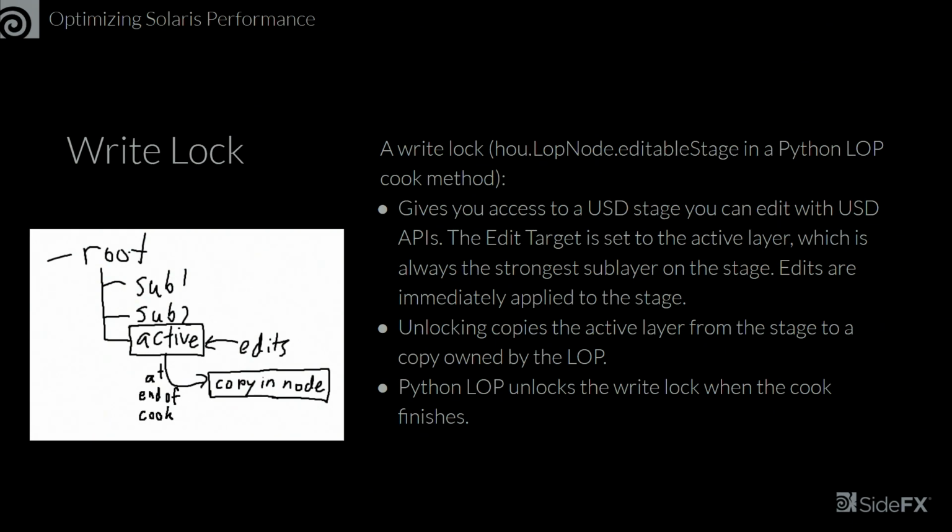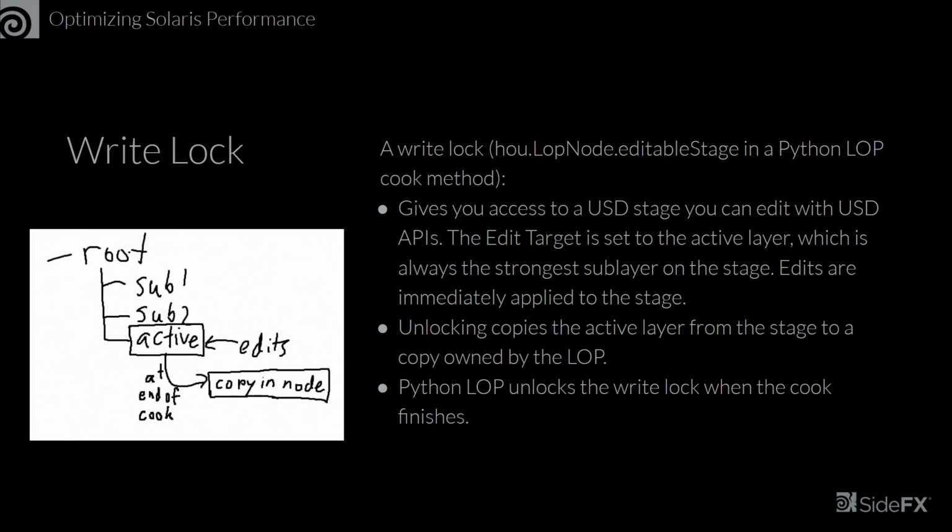Okay, so when you have a write lock, it gives you editable access to the USD stage, and it has set the edit target to the active layer. And I apologize, I've drawn this layer stack upside down. The active layer should be at the top because it's the strongest sublayer. But you have the stage, you have the edit target set for you, and you can call whatever USD APIs you want to make edits, and those edits are going to get directed to that active layer.